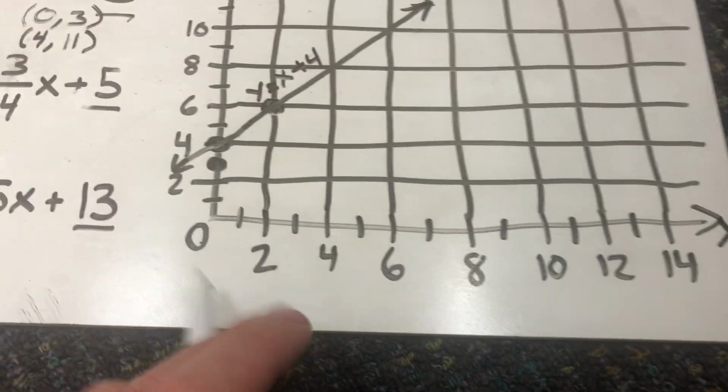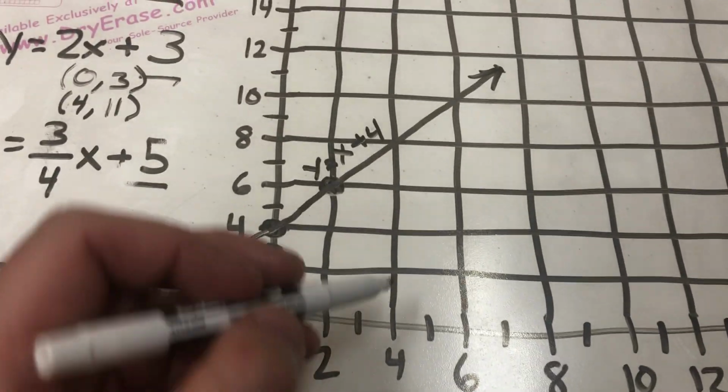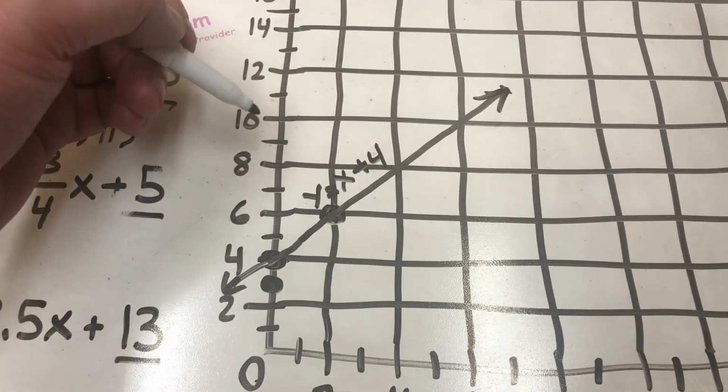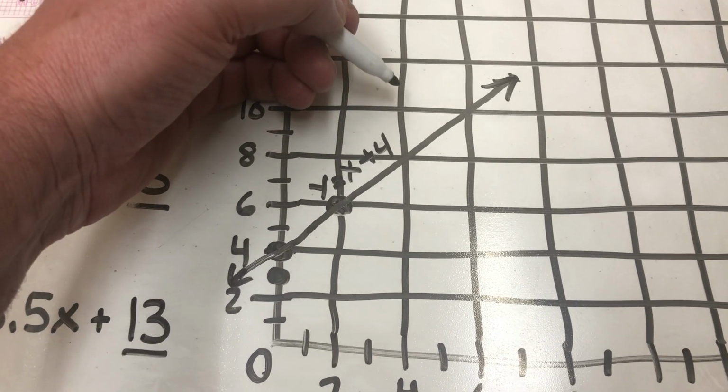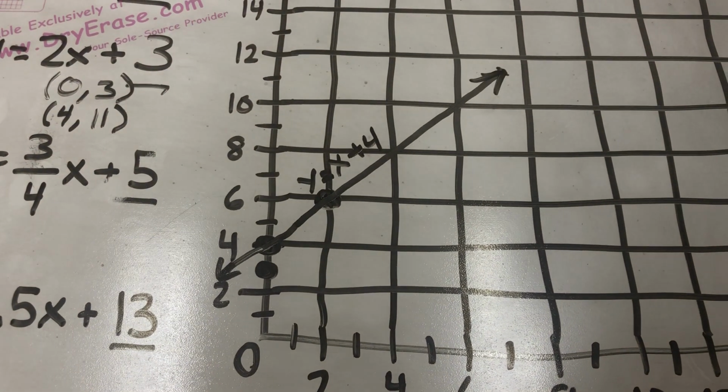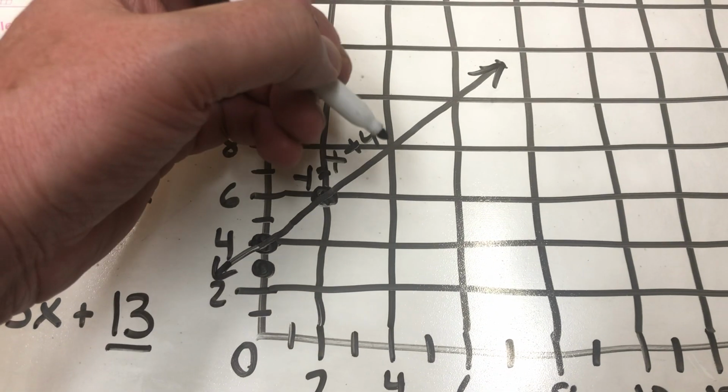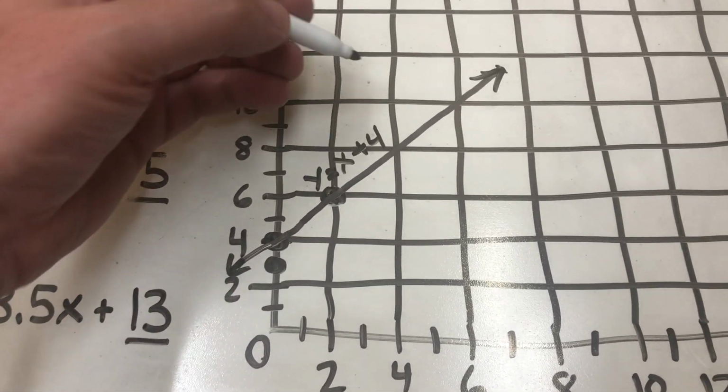So let's go to my graph. Here's 4. We're going to go up to 11, which is going to be right here between the 10 and the 12. Okay? 4, 11.